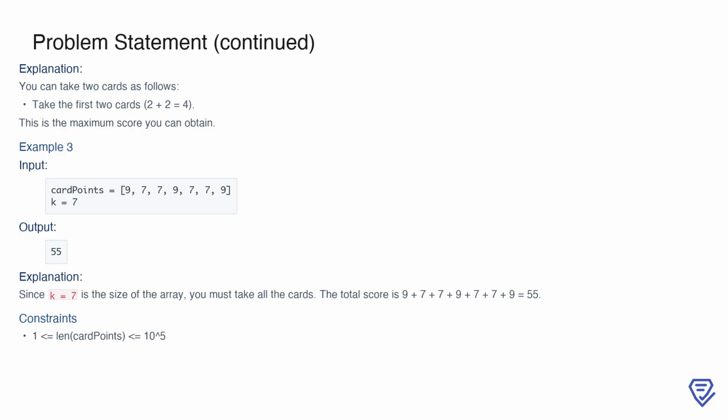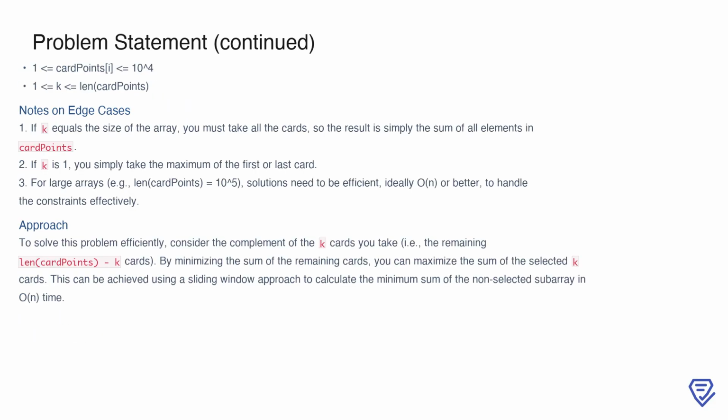In another scenario, if the size of the array equals k, such as in the third example with cardPoints equals 9, 7, 7, 9, 7, 7, 9, and k equals 7, you must take all the cards. The sum of all elements in the array, which is 55, becomes the result. This case highlights that when k matches the size of the array, no selection is needed, the total sum is the output.